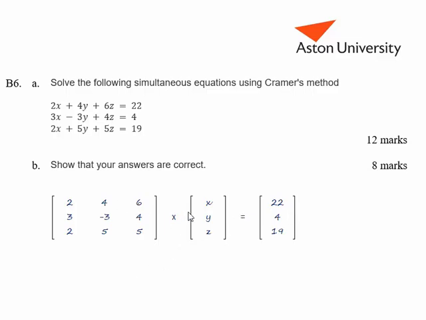And just to review, if you took the x, y, z here and put them across the top and multiplied them out, you get 2x plus 4y plus 6z is equal to 22. You get 3x and so on. So the next thing we need to do is to work out the determinant of the 3x3 matrix. Before we do that, let's review how to calculate the determinant.